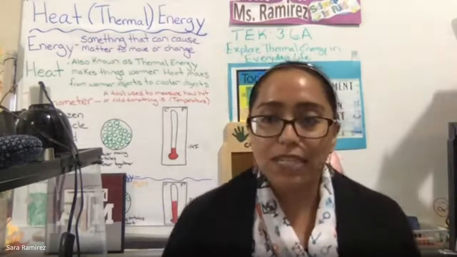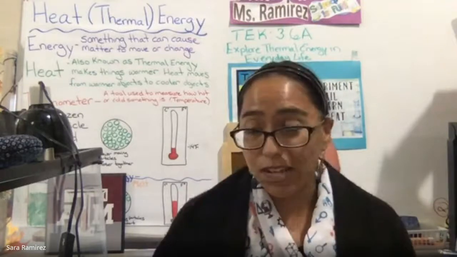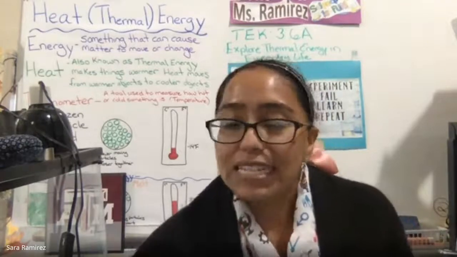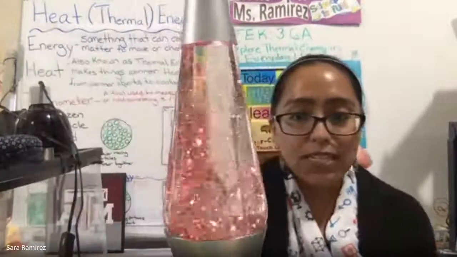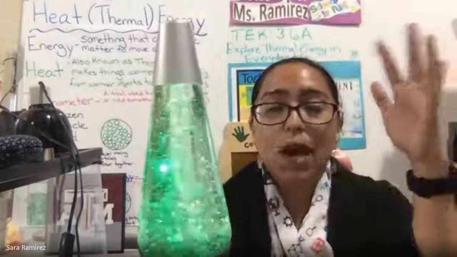Now, the next thing we're going to take a look at is a common toy that you guys probably have, and it is a lava lamp. So here's one example of a lava lamp. You can see the glitter inside is constantly moving up and down.